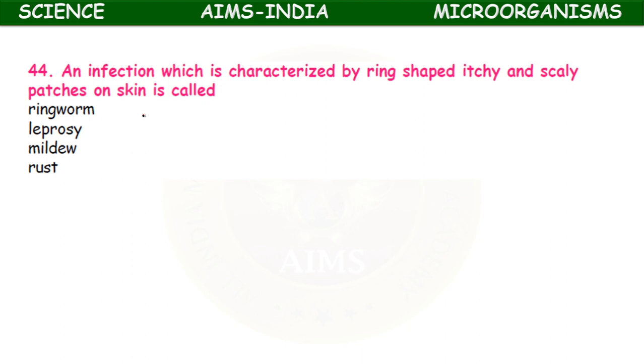An infection which is characterized by ring shaped itchy and scaly patches on skin is called... Itchy means irritating, scratching. Okay. Ringworm, leprosy, mildew, rust. So mildew and rust, they are the diseases of plants. And here ringworm is the disease which causes itchy and scaly patches on the skin.